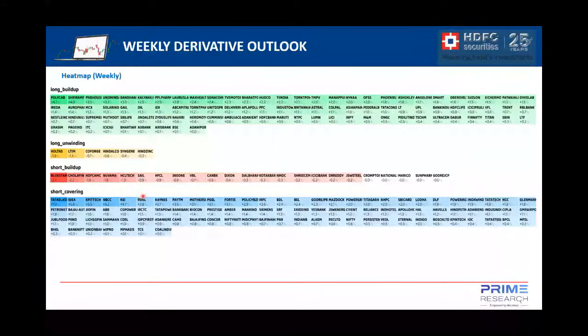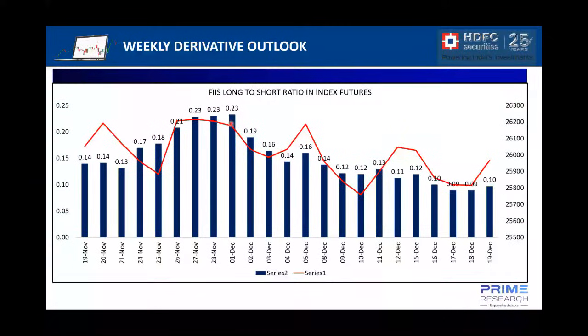This is the FII long to short ratio in index futures. Basically, FIIs are still heavily on the short side. The ratio has just risen from 0.09 to 0.10. So if the market sustains in a positive direction on Monday, then we might see short covering by FIIs also, which can push this ratio towards the 0.19 level in the coming session. So watch for this level. We can expect major short covering by FIIs on Monday and Tuesday if Nifty sustains on the positive side.